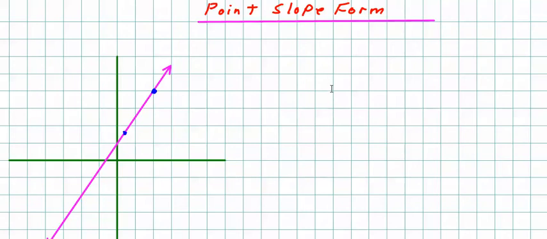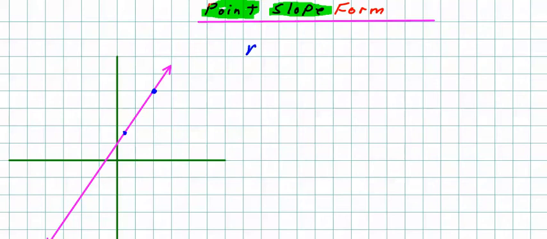Hello, this is a short video presentation on the point-slope form of the equation of a line. The point-slope form allows us to calculate the equation of a line given a point and given the slope. If you know the equation to calculate slope, this is really easy to come up with.